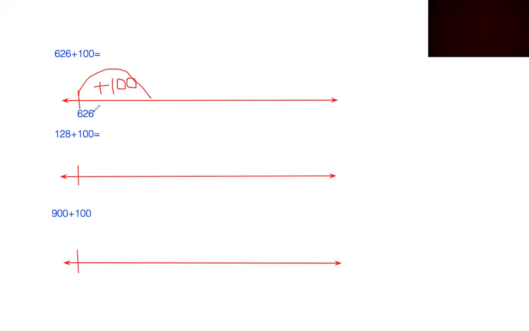My ones place stays the same. So that's a 6. My tens place stays the same. So that's a 2. And my hundreds place is the only thing that changes. I'm adding 100 to the hundreds place. So 600 plus 100 gives me a 700 in the hundreds place. So 626 plus 100 equals 726. Very good. Now let's do the next one together.